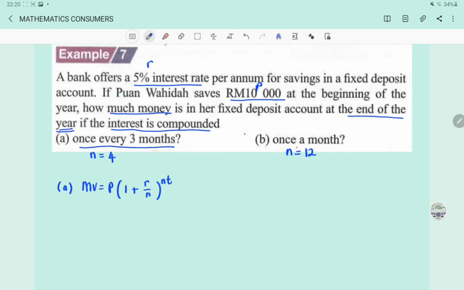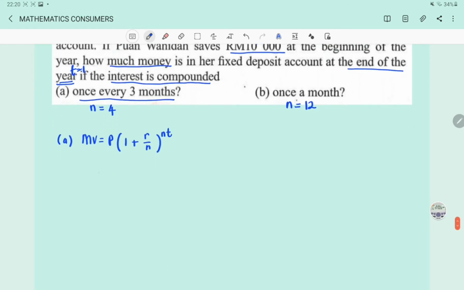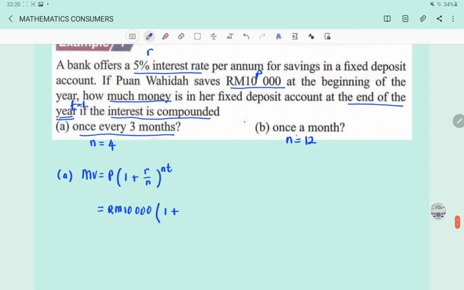At the end of the year means the first year. Alright, so T is equal to 1. Now calculate, substitute the value. The principal is 10,000, in bracket 1 plus the rate 0.05 over how many times? 4 times. Close the bracket, to the power of 4 times 1.